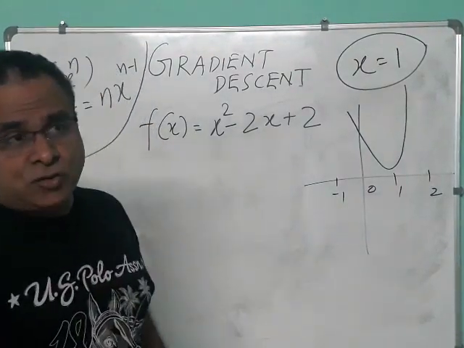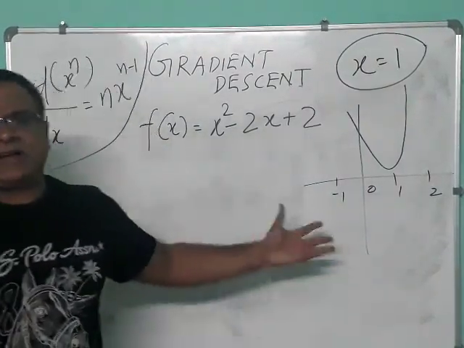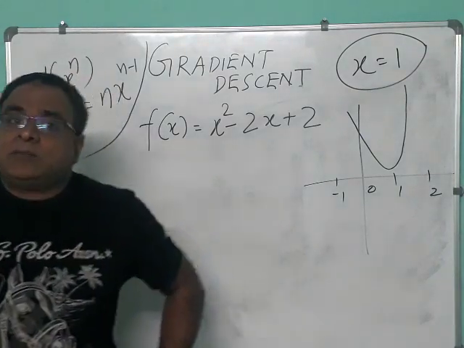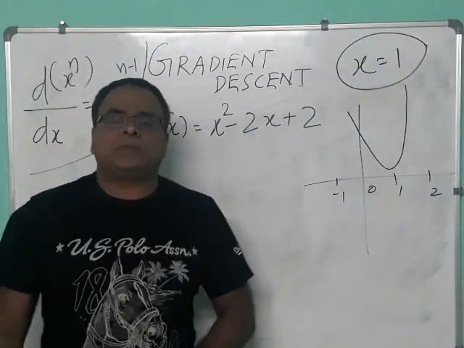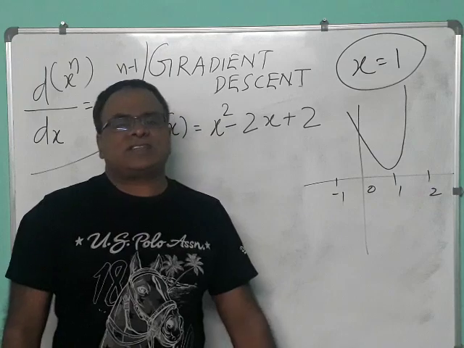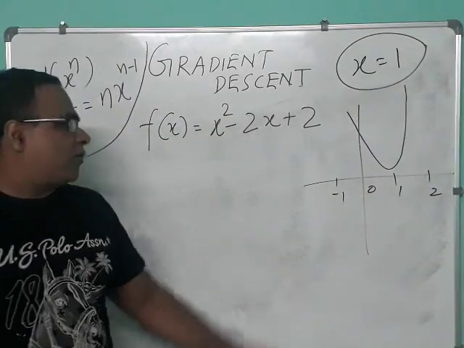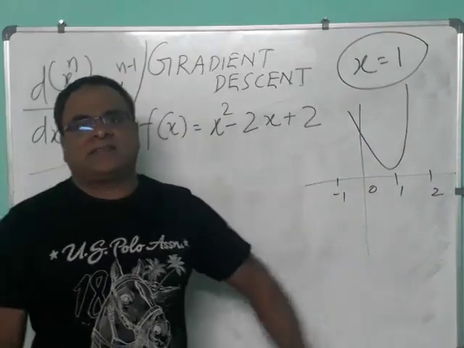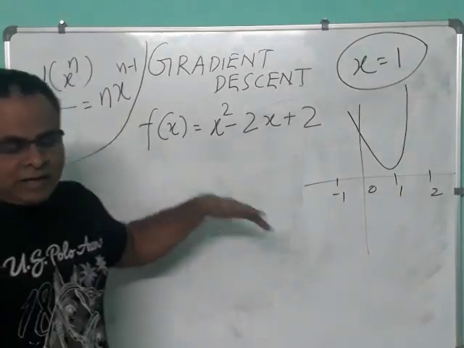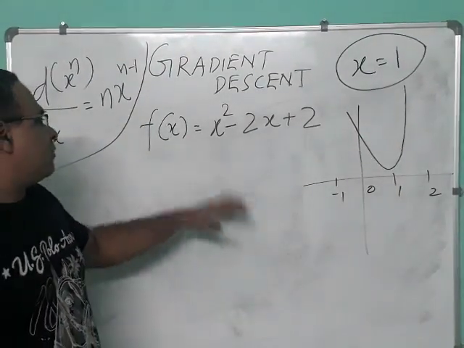Sometimes the function can be very complex. I have written one such function. The f dash x will be more complex, and then solving that function for x is very difficult. Now we will get into the gradient descent approach.